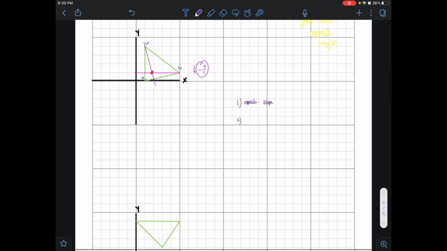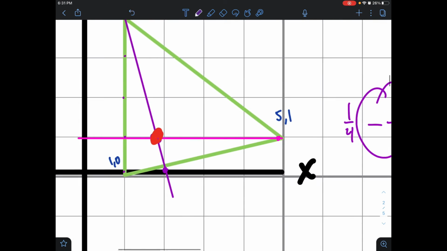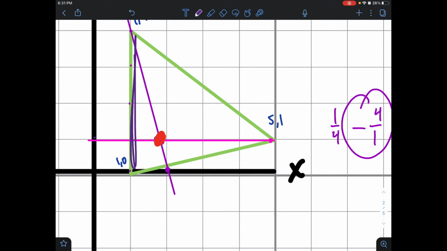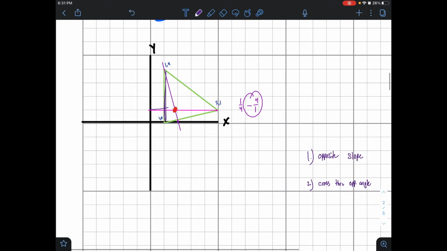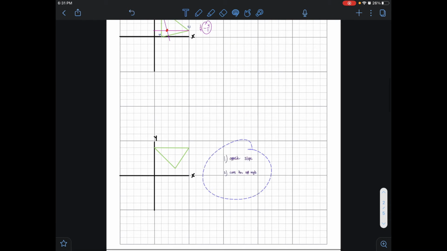And the second step is to cross it through its opposite angle. Like we did here, we found the opposite slope of this line, which is horizontal, and then just crossed it through this angle. That's really messy, but you get the idea. Now, I hope that made sense because I'm going as fast as I can.